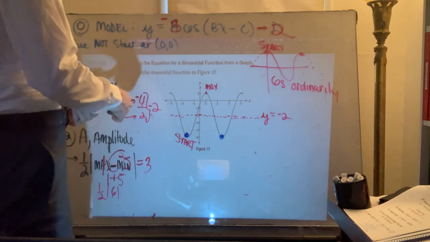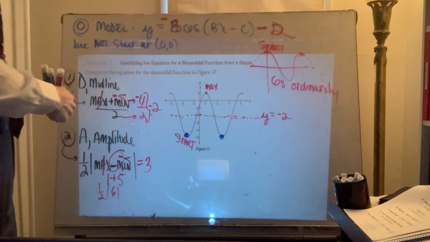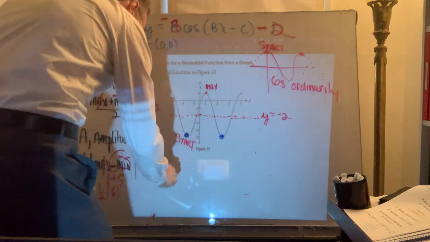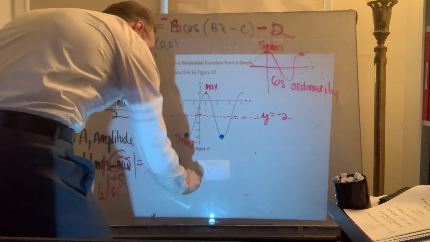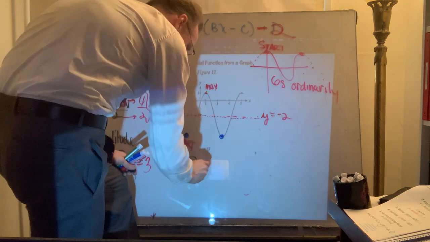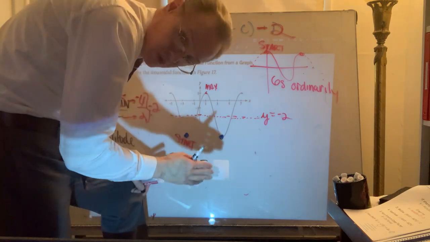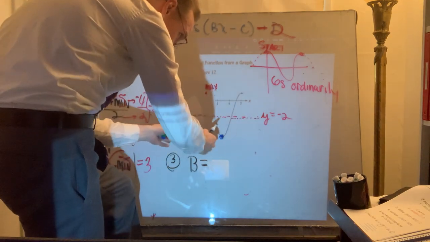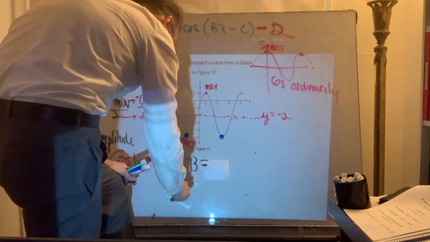Let's look for B. I'll put B here, 3. B is something you can get from this. That is, again, the horizontal compression or stretch factor.